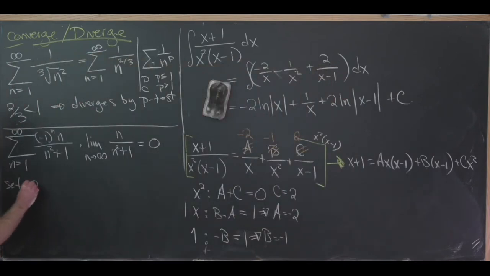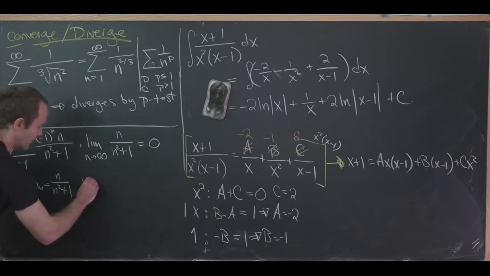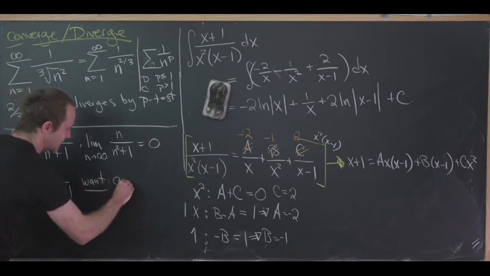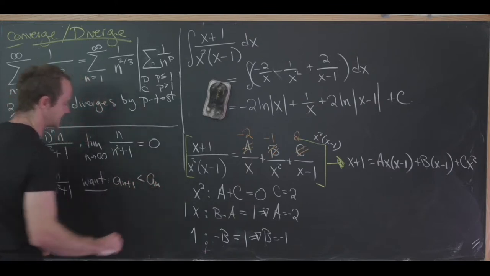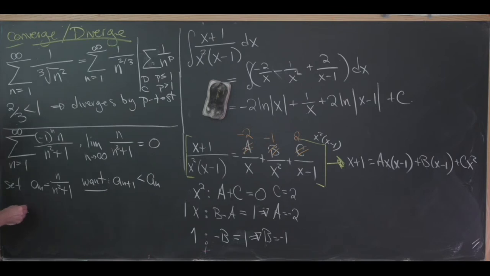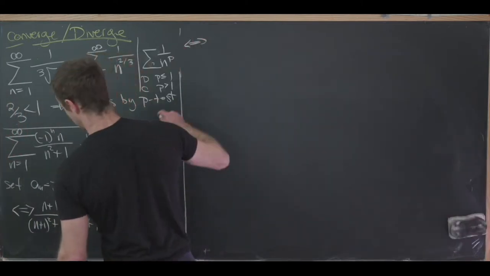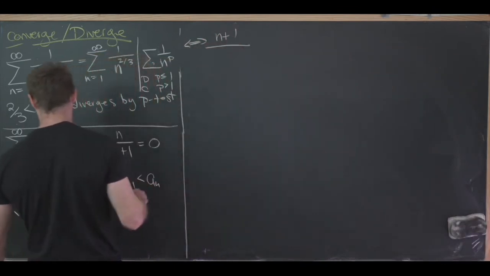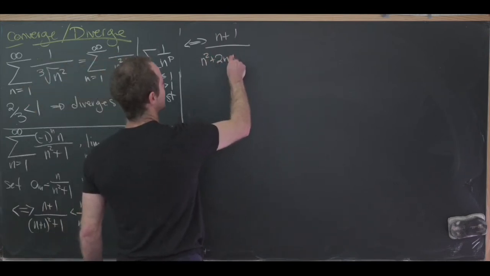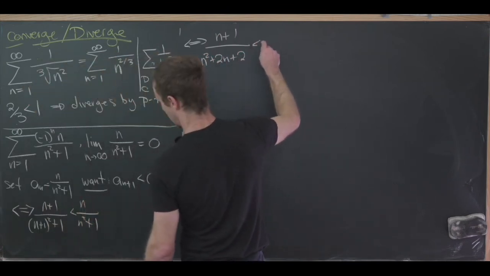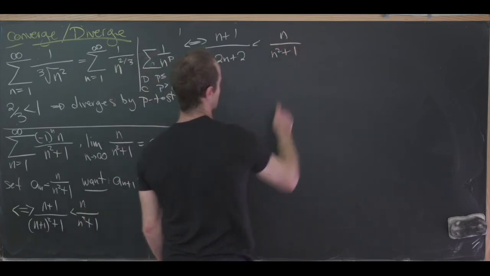So let's set a sub n equal to n over n squared plus 1. And then what we want to show here is that a sub n plus 1 is less than a sub n. So notice that that is going to be equivalent to (n plus 1) over (n plus 1) quantity squared plus 1 being less than n over n squared plus 1. But let's notice that's equivalent to what we get when we multiply things out. So (n plus 1) over (n squared plus 2n plus 2) is less than n over n squared plus 1.